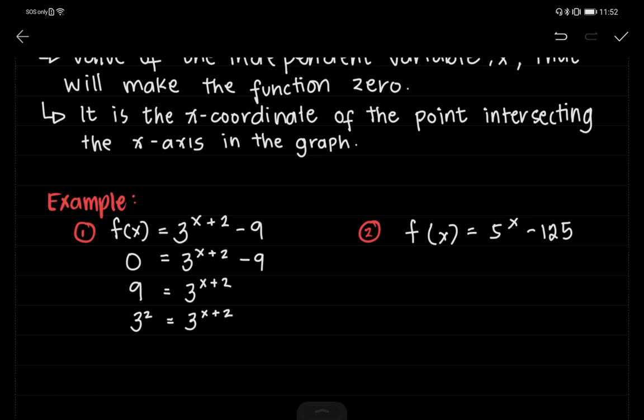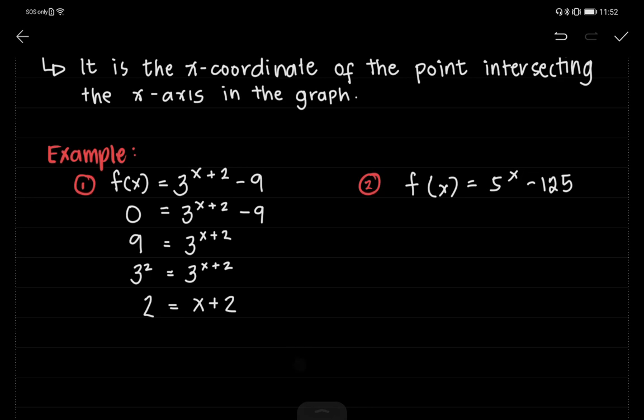Pag nag-equal na yung base mo both sides, mag-focus ka na doon ngayon sa iyong exponent. Okay, bring down mo na yung iyong exponent. So dito ang exponent natin is 2, which is equal to, exponent natin dito is x plus 2. Then solve for the value of x. So this is x. Lipat mo sa bring down yung 2, lipat mo sa kabila yung 2 naman. Magiging negative 2. So therefore, ang x natin is equal to 0.